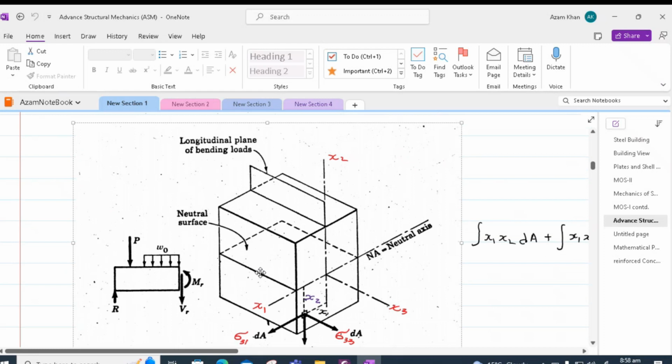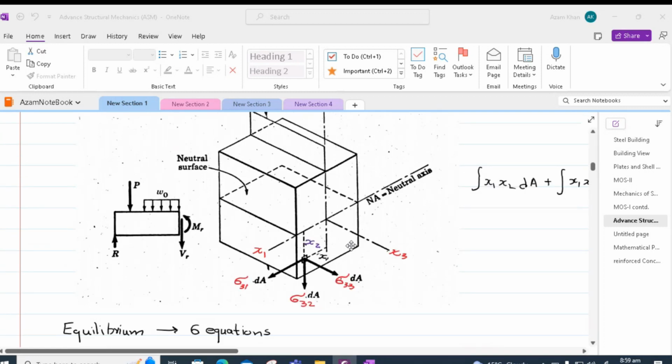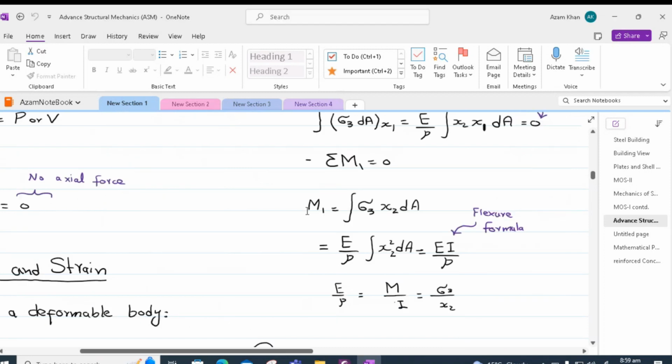In the previous lecture, we derived the flexure formula based on the equilibrium of a structural member such as a beam under external loading. We discussed that in order to satisfy summation of moment about the x1 axis equal to 0, we will get the moment equal to EI by rho, where E is the modulus of elasticity of the material, I is the moment of inertia, and rho is the radius of curvature of the point under consideration.